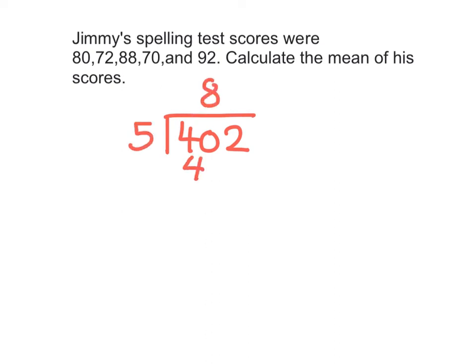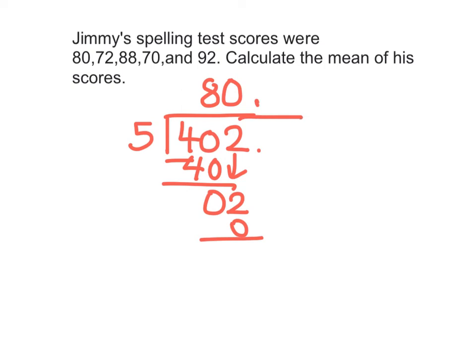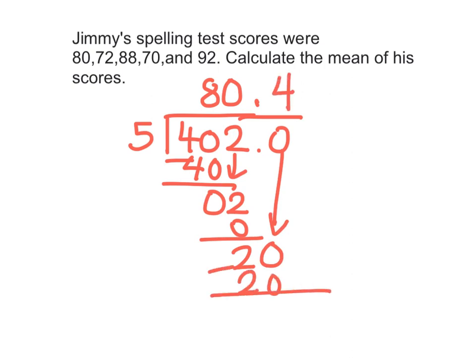So let's see what his average is going to be. Okay, so we're going to get a decimal on this one. All right, so his average came out to 80 and 4/10. How'd you do on that one?